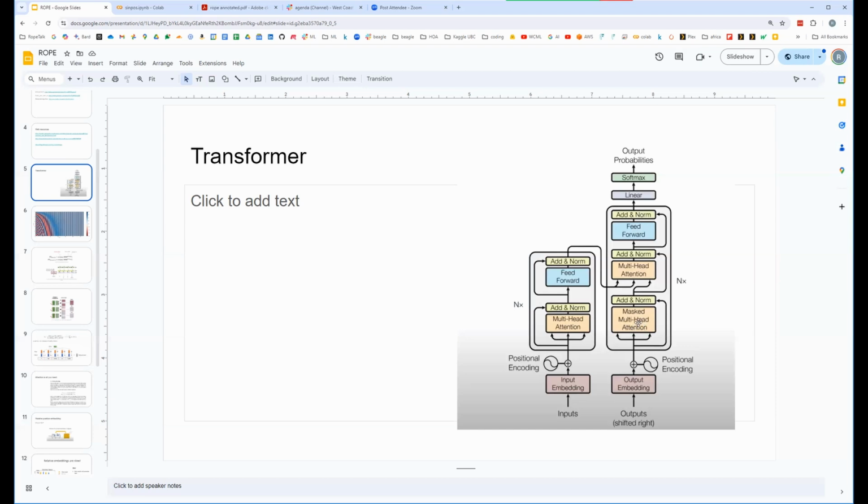Okay. Can't it happen at the input? In other words, where it says input embedding. Can't you apply it to the embedding as labeled in this figure? You could do that, but RoPE doesn't do that.